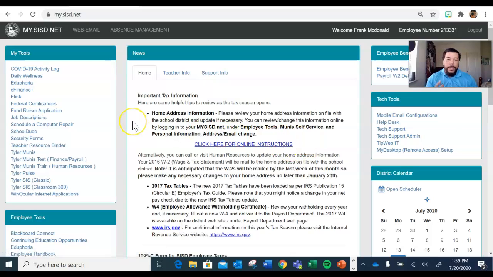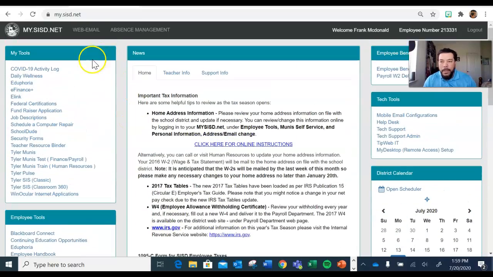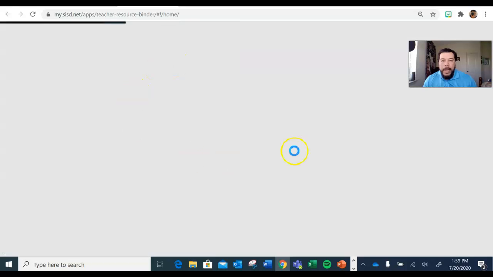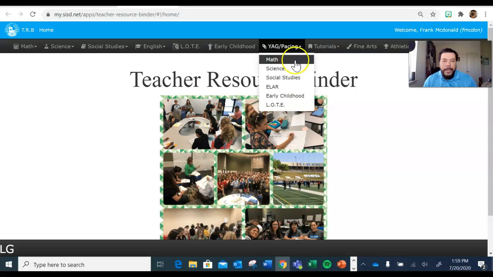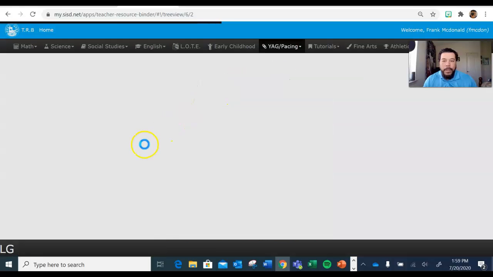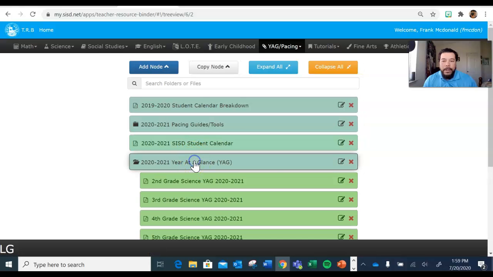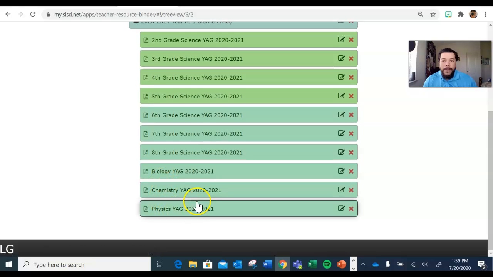So let's start first with our pacing stuff, our planning documents. I'm here on my SISD, so I'm going to scroll down to the bottom and go to the TRB. Under YAG/pacing, you will go down to science, and you will be able to find all your pacing guides for the year at a glance. So you can see they're here: 6th, 7th, 8th, biochem, and physics.